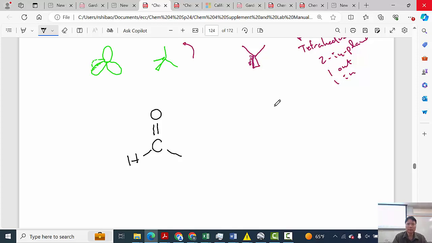Let's see, is this working? So for the tetrahedral, we're going to draw 2 in the plane. So these are the 2 bonds that are going to be in the plane of the board. And then 1 lone pair I'm going to wedge out. The lone pair that I'm going to wedge out, I'm going to fill solid like this. And then 1 lone pair is going to dash in. And so I'll draw it like this.